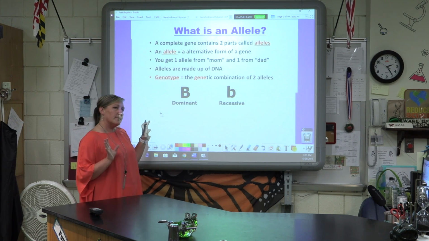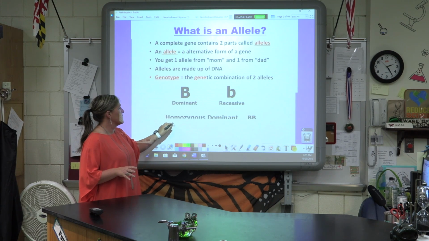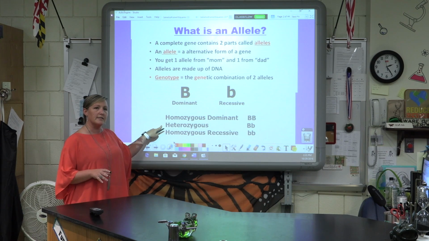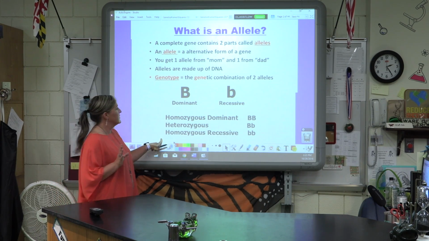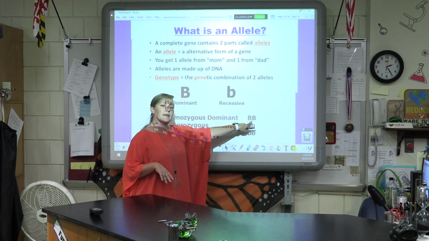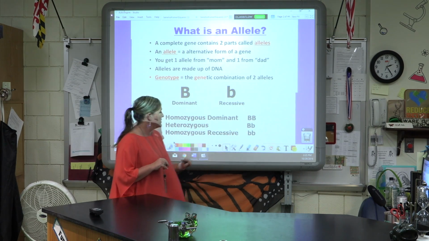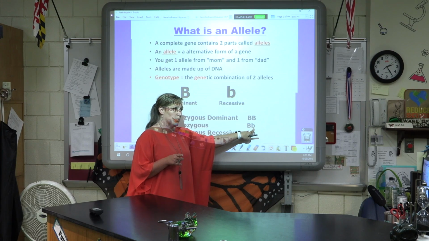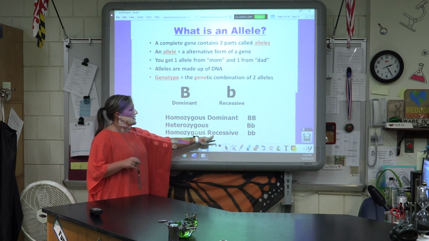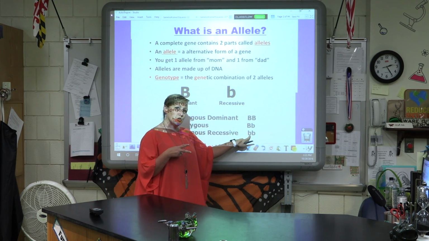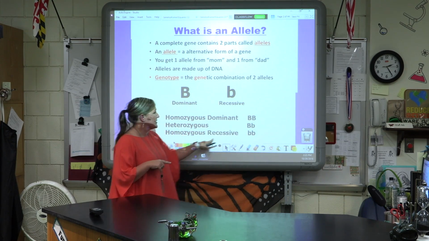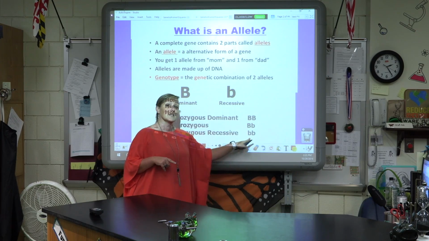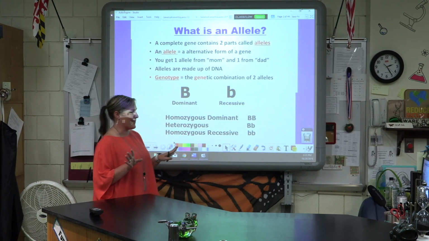So when we're talking about a genotype, we're talking about homozygous dominant, heterozygous dominant, and homozygous recessive. Homozygous dominant means there's two dominant alleles. Heterozygous means there's one of each allele, one dominant, one recessive. Homozygous recessive means there's two recessive alleles. These are the only possible genotypes that we're going to be discussing today. There are more, but we're not ready for that yet.